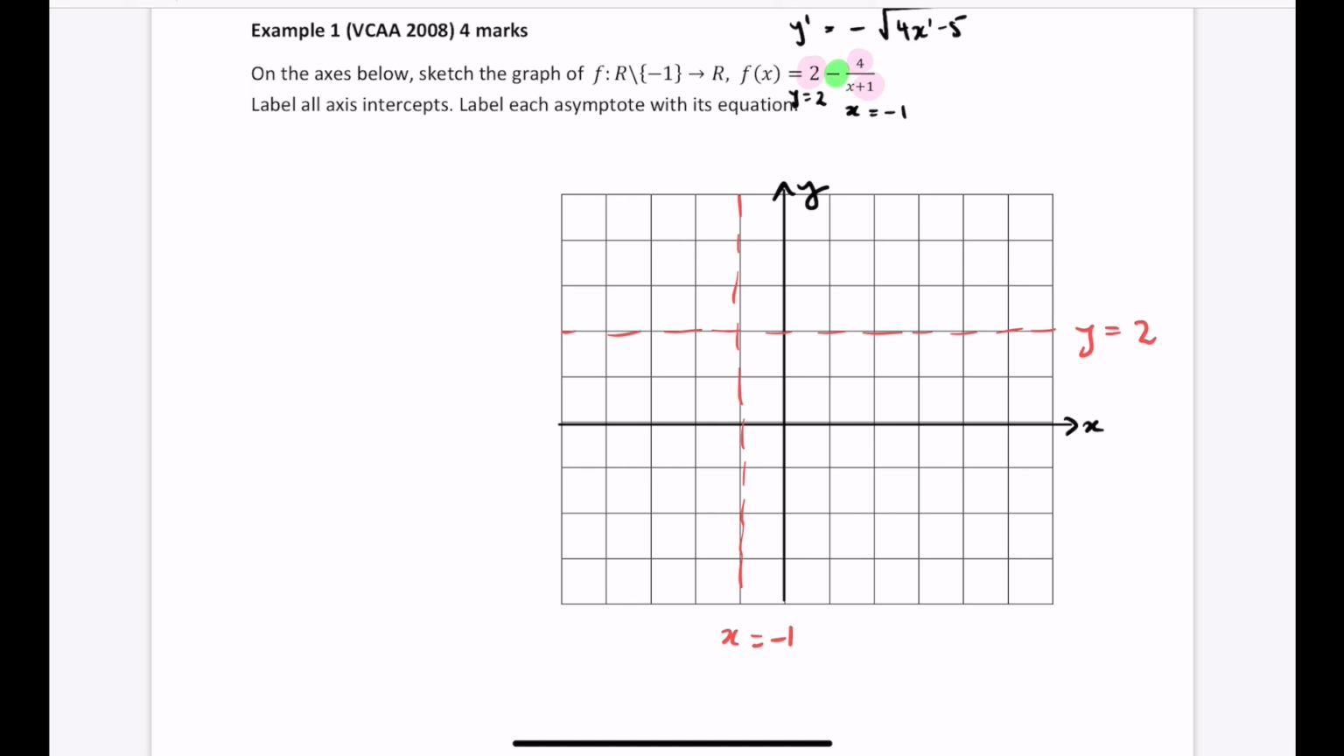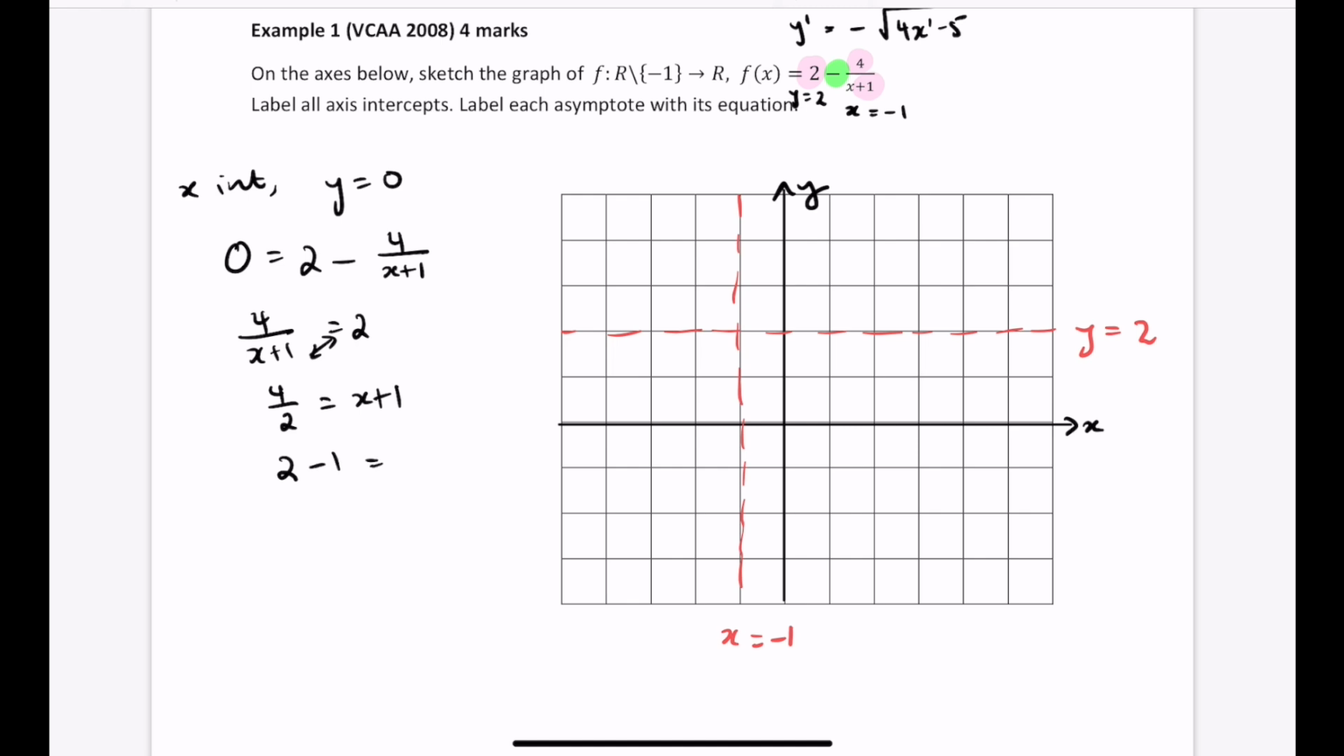And then I might find my intercepts. So the first thing I'll start off with is the x-intercept. I'll make y equal to 0. I'm going to take that fraction over to make that positive, and then I'll swap the denominator and numerator. So that's 4 on 2 equals x plus 1. That'll be 2, because 4 divided by 2, and then I'm going to take the 1 over. So x is going to equal 1. So that'll be (1, 0).